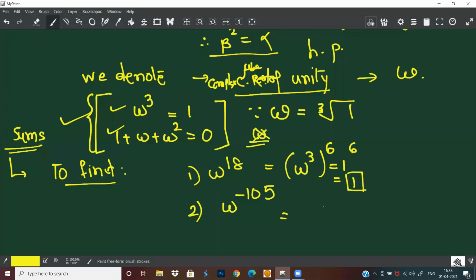You can do it directly also. If you are confused, you can write like this also. And write this as omega cube raised to 35. Correct? Omega cube is 1. So 1 raised to 35 is 1. So 1 upon 1, your answer is 1. You could directly also write. Yes, yes. Both the answers are right.